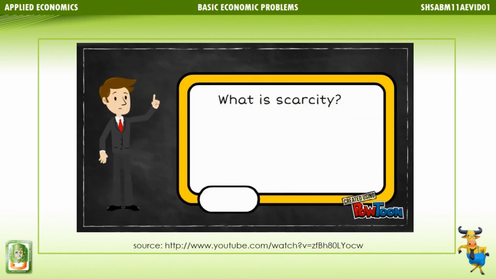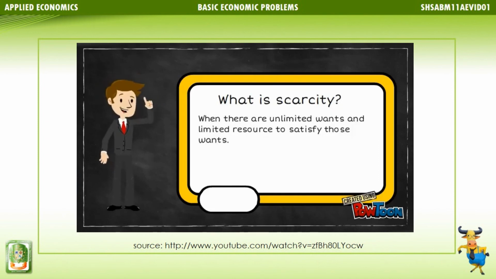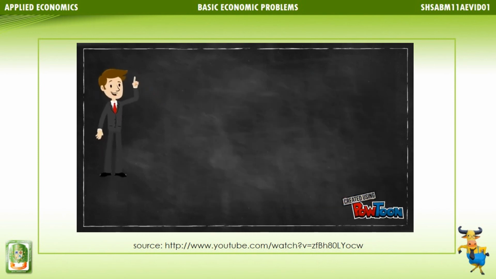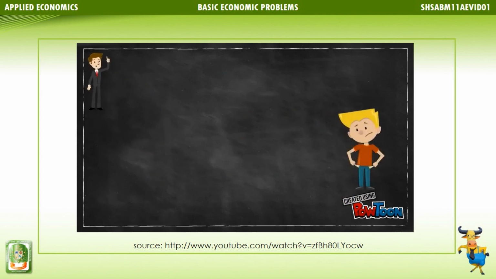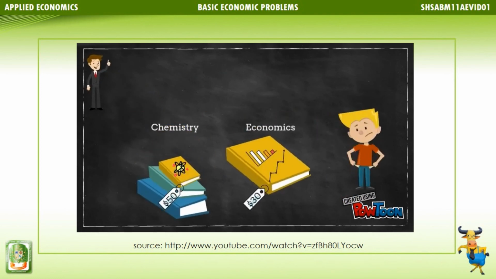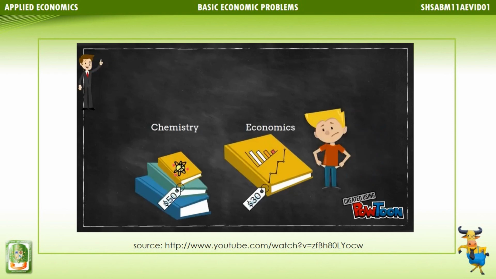So, what is scarcity? Scarcity is when there are unlimited wants and limited resources to satisfy those wants. Let's take a real-life example for this. Jim has $30 to study. He can either study chemistry or economics. But since he has only $30, he can only study economics. So, in this case, money is a scarce good.